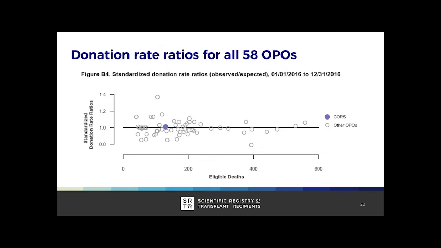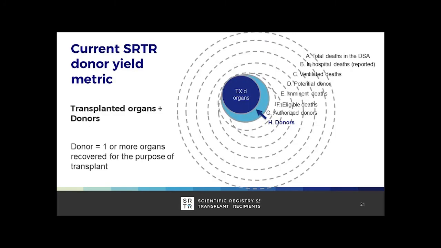Right below that table, there is a figure that shows you where your OPO sits in relation to your peers. This is stratified on the x-axis at the bottom of the screen by the number of eligible deaths within your DSA. This is meant to show you your OPO relative to your peers of similar size that would be near you from left to right. You can see in this example, Colorado is right in the middle at the 1.0 line, and you can see where the other OPOs fall. So that is the first conversion metric.